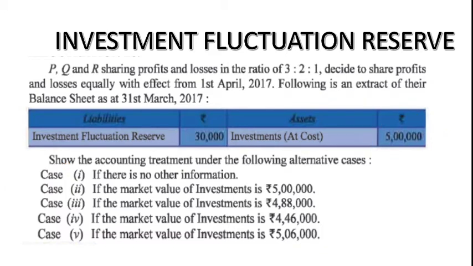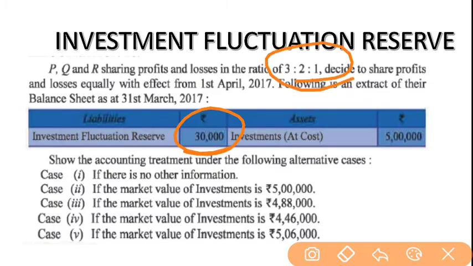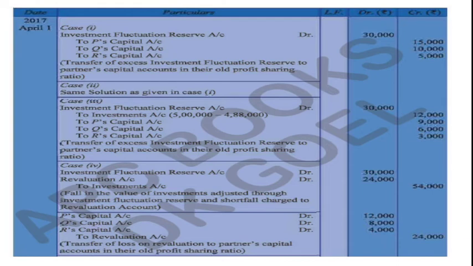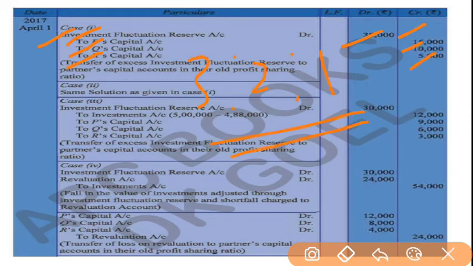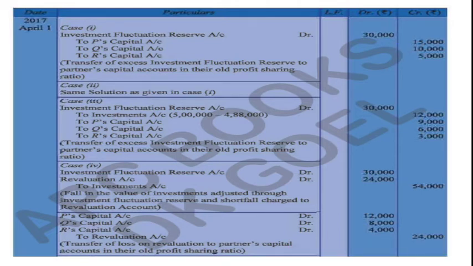So the whole reserve of 30,000 will be distributed among partners in their old profit sharing ratio. Investment fluctuation reserve 30,000 to P's, Q's and R's capital. It will be divided in 3:2:1, that is 15,000, 10,000 and 5,000. It is more or less the same as in workers compensation reserve.